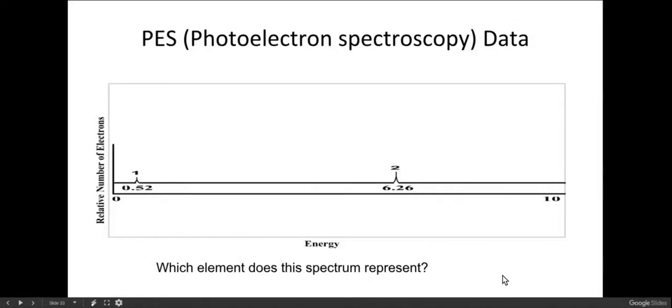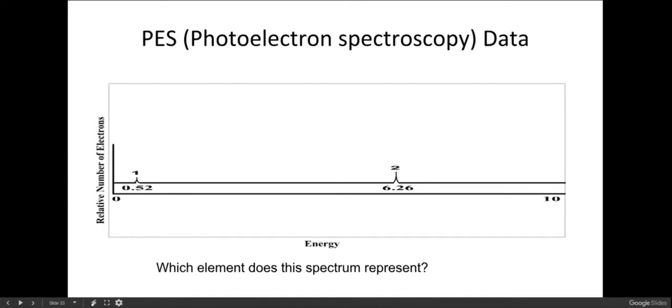Now, the second type of spectroscopy or spectroscopic data that you may have to analyze is for PES. So PES can sometimes be more confusing. So let's take a look at this most simple graph. Notice on the x-axis it says energy is present here, and the scale is 0 to 10 from left to right. You need to be really careful with PES graphs because they do not always show energy increasing from left to right. Sometimes they are backwards and increase from right to left.